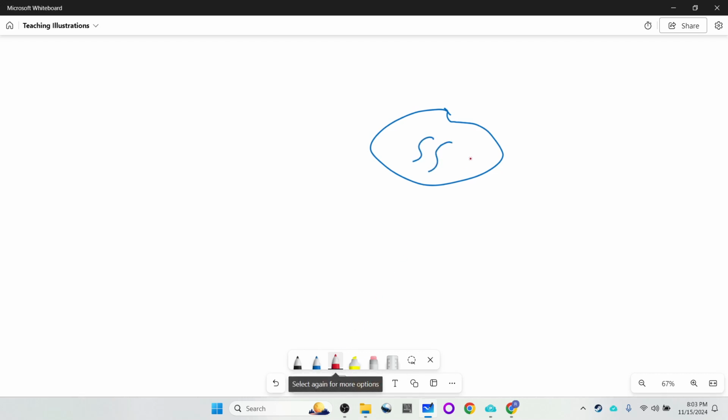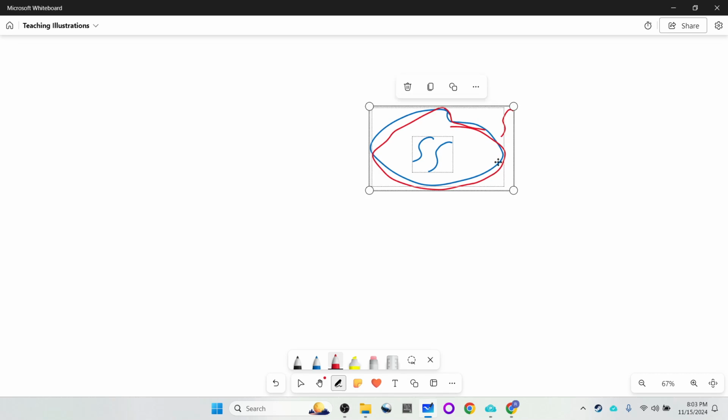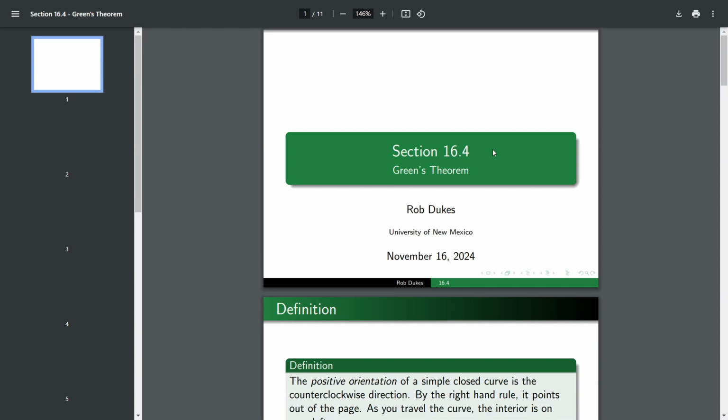How you can relate, if you have some closed surface, the double integral across the inside to the line integral across the outside. So that's the core idea we want to have here. So let's define our terms first.